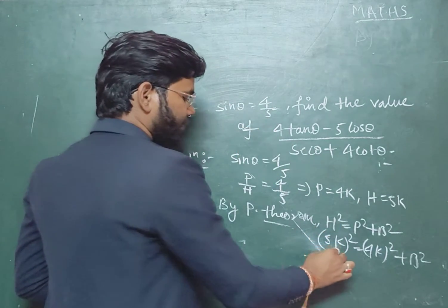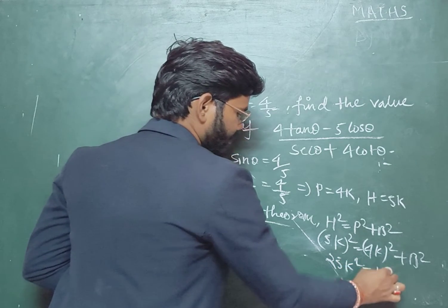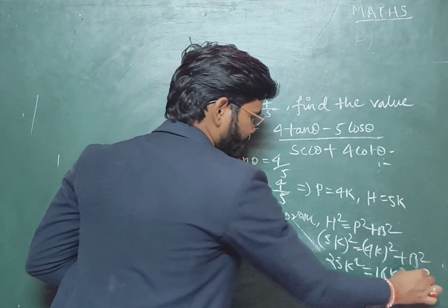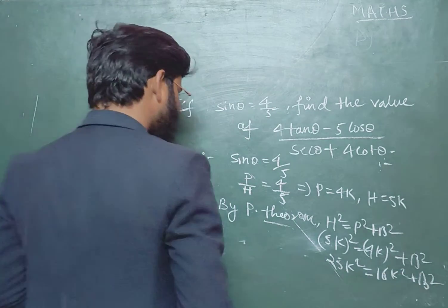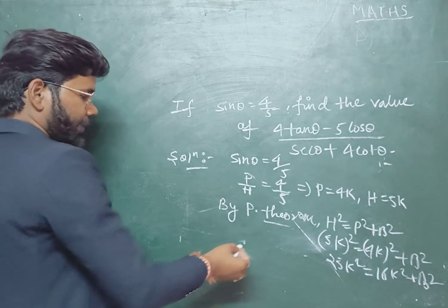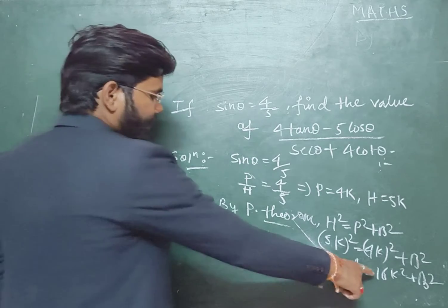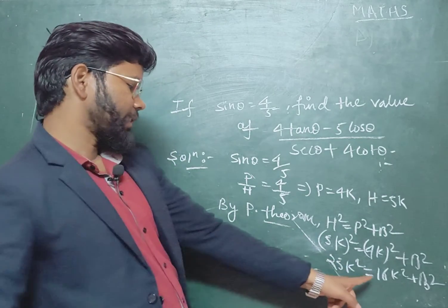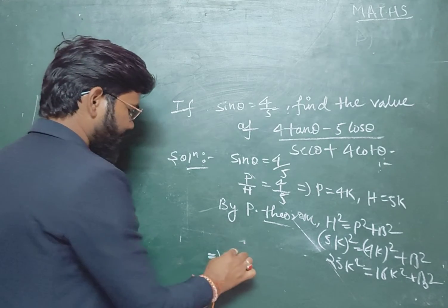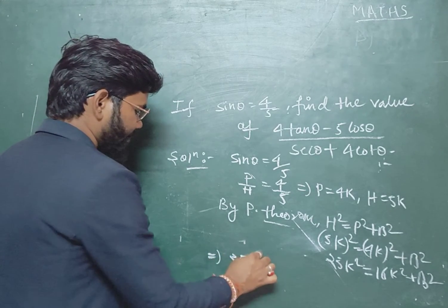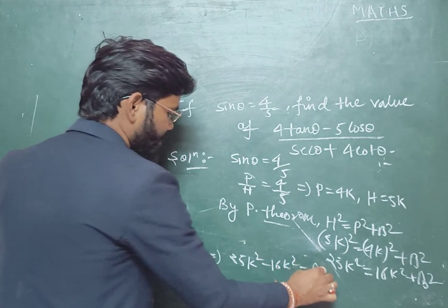So 25k square is equal to 16k square plus b square. When you take 16k square to the LHS, it will become negative, because on the RHS it exists with a positive sign. So in the next step you can write 25k square minus 16k square equals b square.